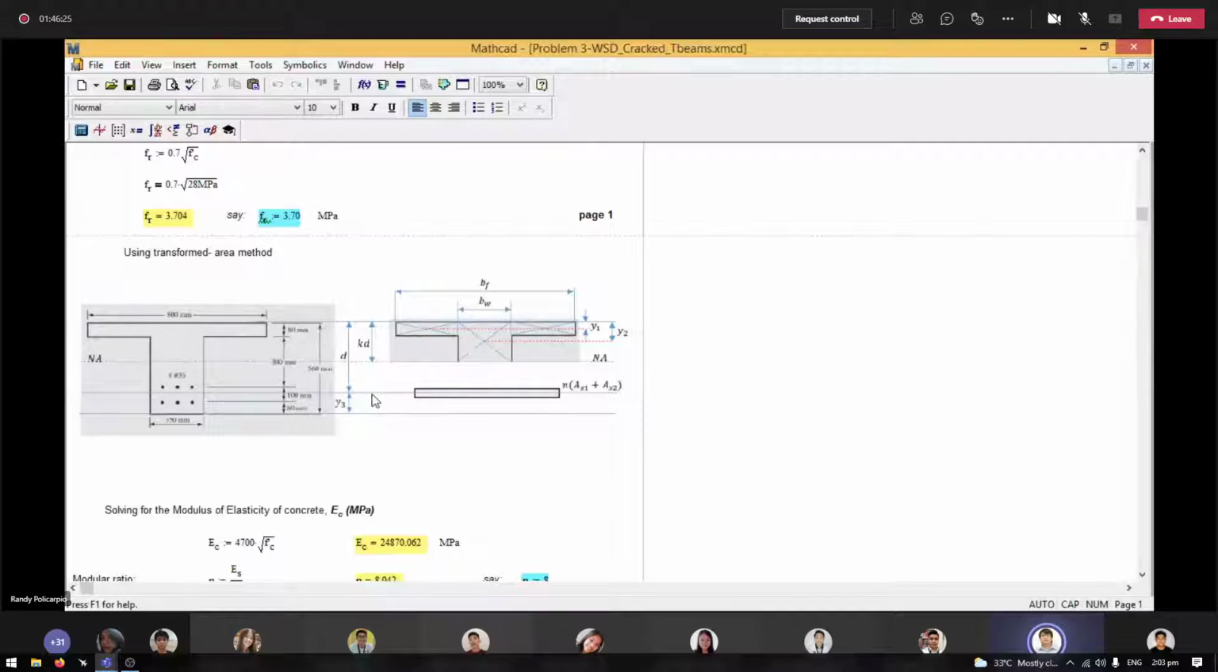And then ito namang steel natin, ang distance niya from the top is d, which is the effective depth. Effective depth. So y3 here is actually your effective cover. Effective cover ito, itong ating y3.